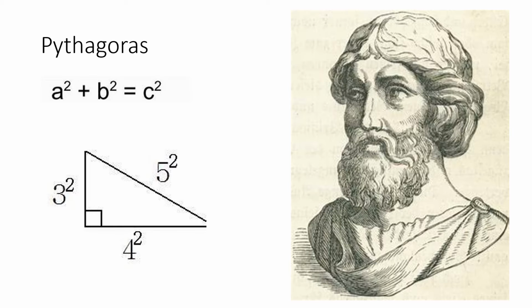Very interesting. This guy on the right, Mr. Pythagoras, came up with this theorem that says a squared plus b squared equals c squared. All he's saying really is that the square of the length of the adjacent plus the square of the length of the opposite is equal to the square of the hypotenuse. Here we have an example. 3 squared plus 4 squared is equal to 25, and 5 squared is equal to 25.